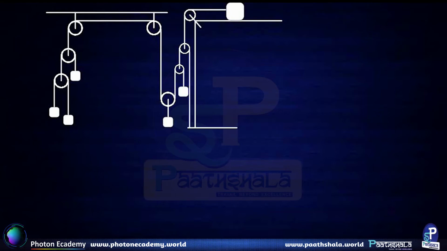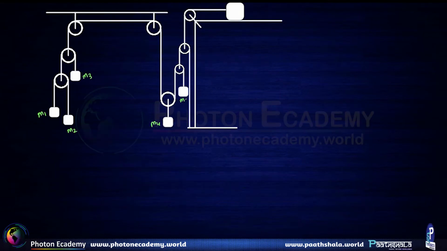Here is an interesting looking problem. Let me label the masses. So this is the mass M1, this is the mass M2, this is the mass M3, M4, M5, M6. So we go about our usual business and we set down the distances.